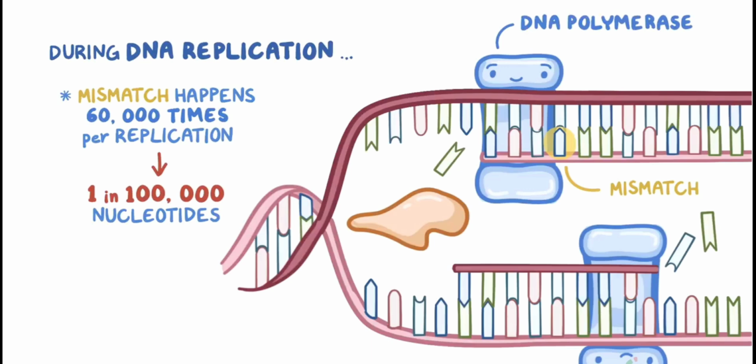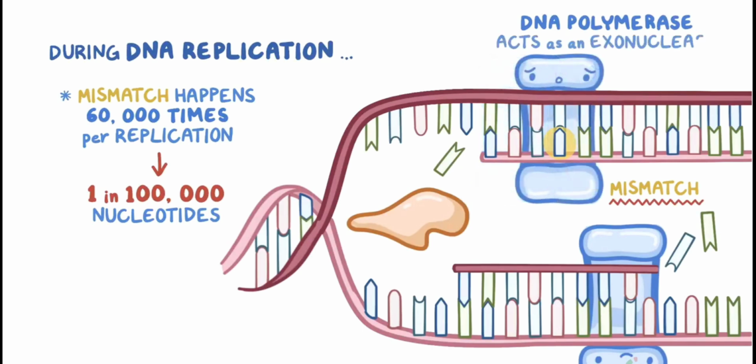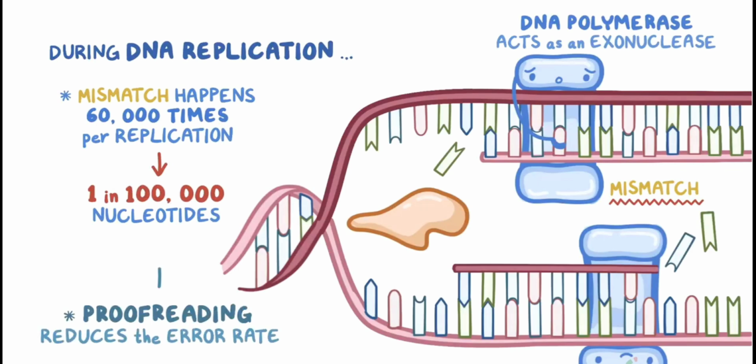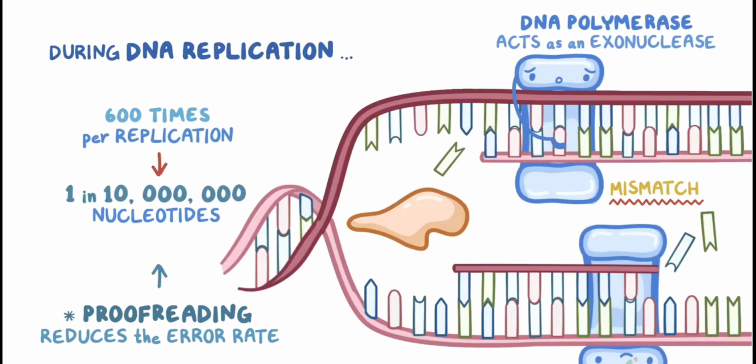Now, the first way to fix a mismatch is right after it happens, because DNA polymerase is quite a resourceful enzyme, and it can look over its shoulder to check for errors and see if it put the right nucleotide in, kind of like checking an essay for typos before sending it in. If DNA polymerase finds a mismatch, it goes back and acts as an exonuclease, meaning it removes the wrong nucleotide from the newly synthesized DNA strand and replaces it with the correct nucleotide. This is called proofreading, and while it still leaves some mismatches behind, it reduces the error rate to about 600 times per replication, so 1 out of 10 million nucleotides.